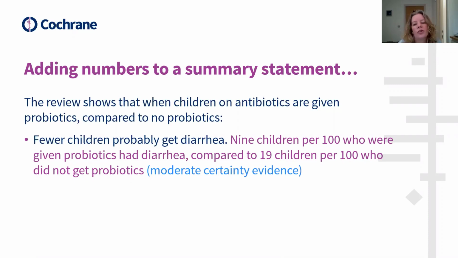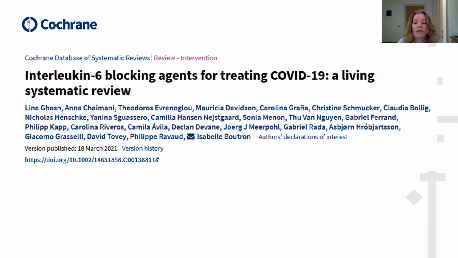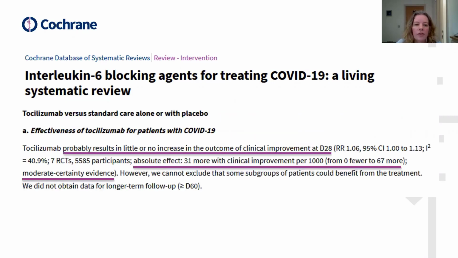So the amount of information we choose to include often involves making judgments, and we'll choose to present information differently to different audiences. So I'm just going to run through a couple of examples of reviews that I've worked on recently, where we've tried to use the GRADE narrative statements in the summary versions and in some of the dissemination products. So this is a review about interleukin-6 blocking agents for COVID-19, and this is an extract from the abstract. You can see the authors have adopted some of the narrative statements we talked about to describe the result for tocilizumab on clinical improvement at day 28.